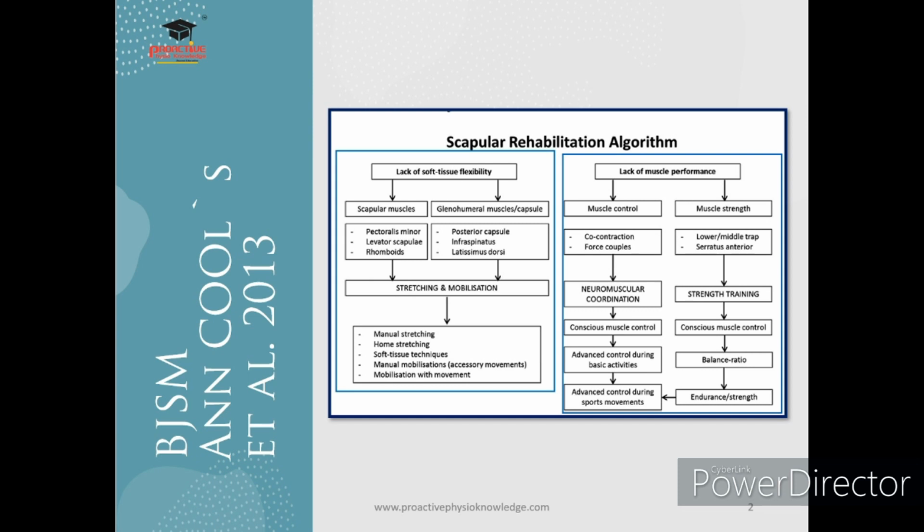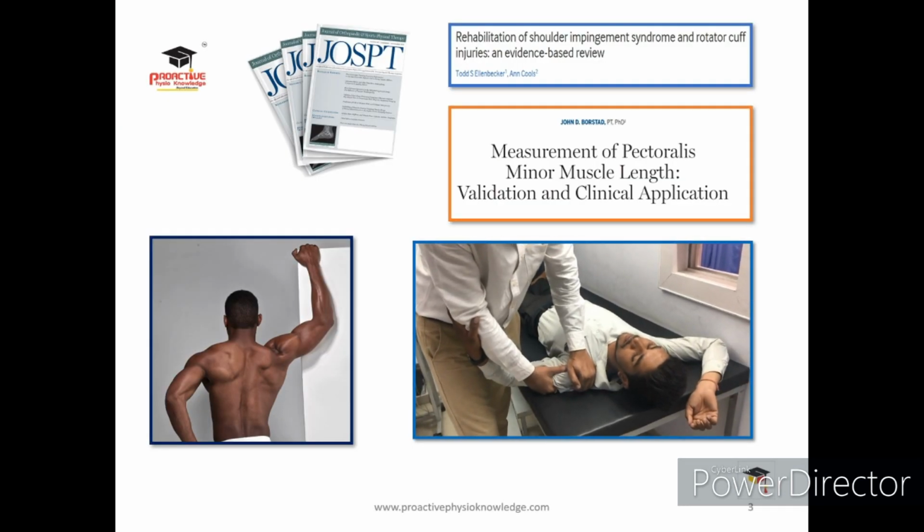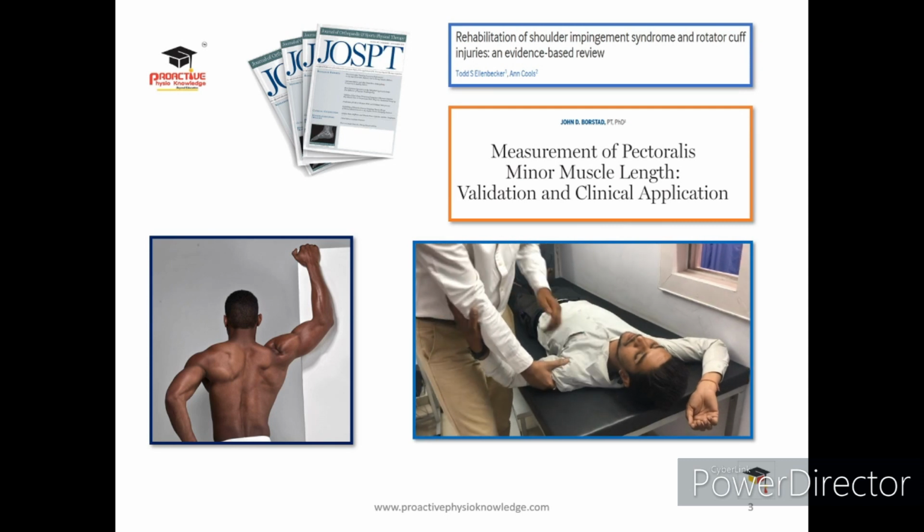I want to tell you about the scientific as well as the clinical point of view of the pectoralis minor stretch. If we look at the gold standard of stretching pectoralis minor, this paper gives us an idea. The paper was published by Borstad et al. They found that the doorway stretch is the best way to stretch the pectoralis minor. This study was based on cadavers as well as healthy subjects.